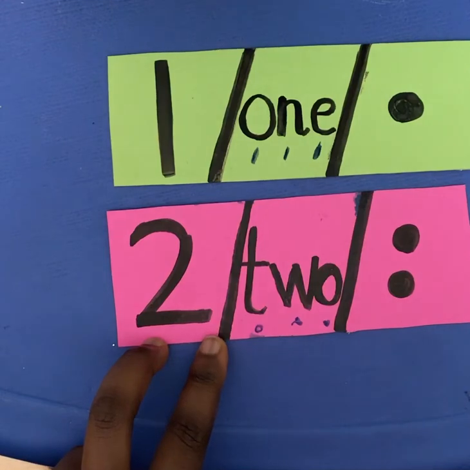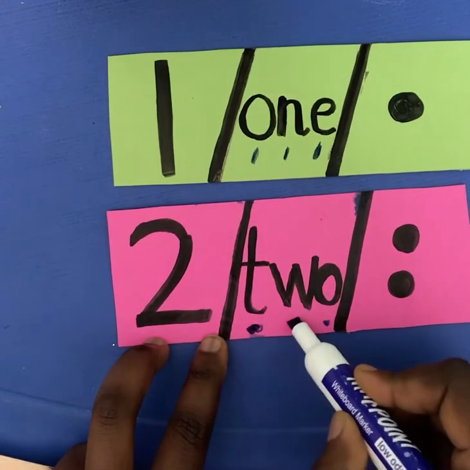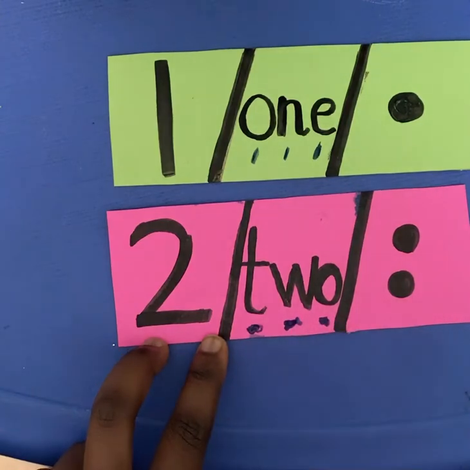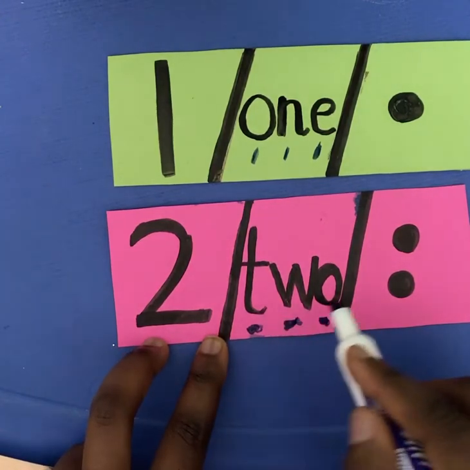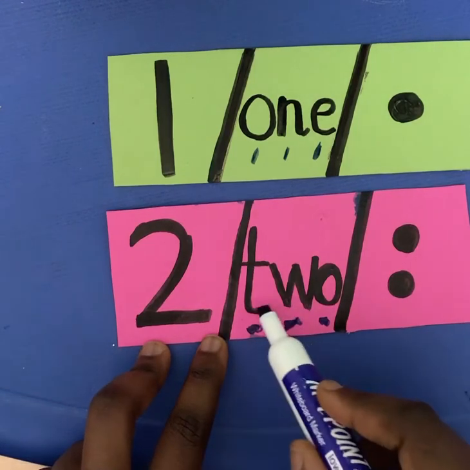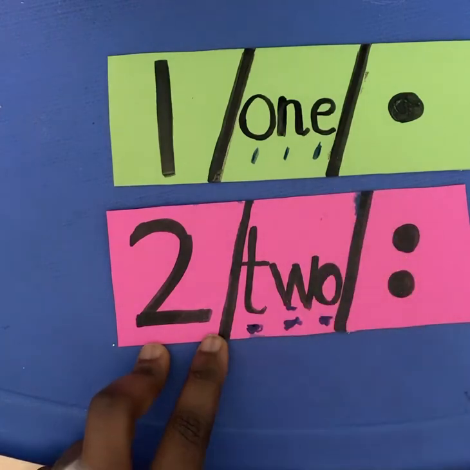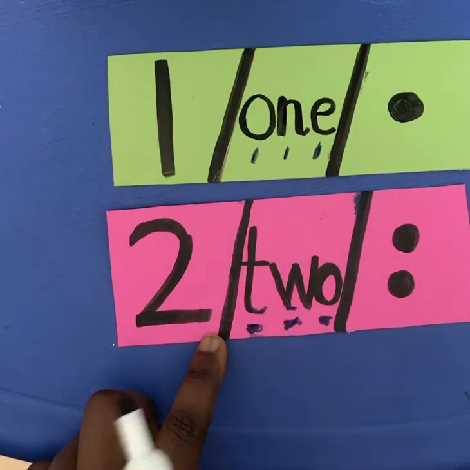T-W-O, 2. One more time. T-W-O, 2. How many letters do we have in 2? 1, 2, 3 letters, just like 1. So when writing the number name 2, you have to remember there are 3 letters in the number 2.